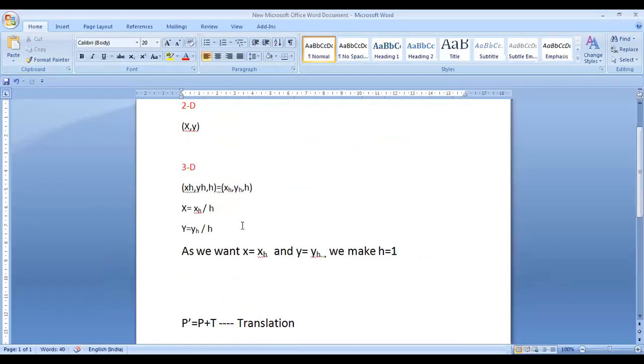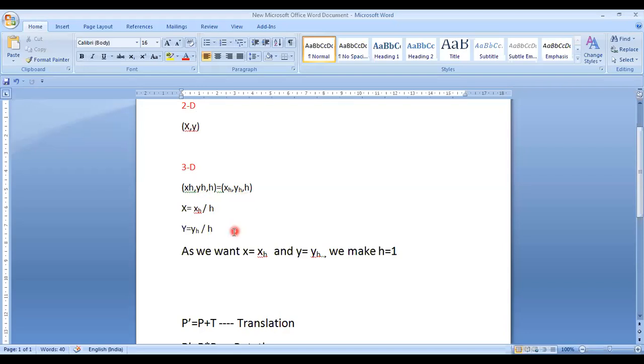Now see here. In the two-dimensional coordinate system, I have x comma y. Now I need to convert that into a three-dimensional one, because I need a single type of operation, that is the homogeneous coordinate system. So what I will do is multiply x by h, y by h, and for the third coordinate I will have only h: xh, yh, h. That is the new coordinate, which I call xh, yh, and h.